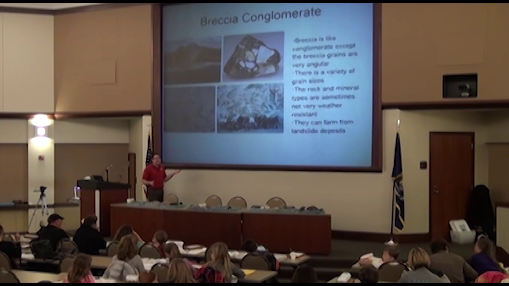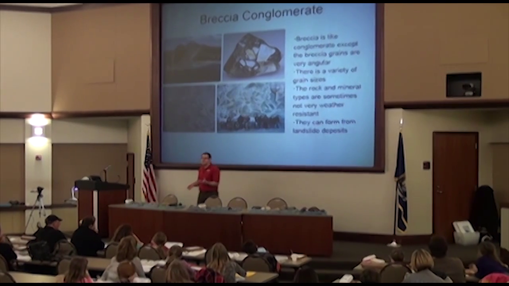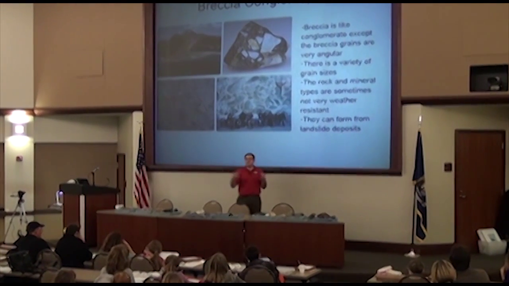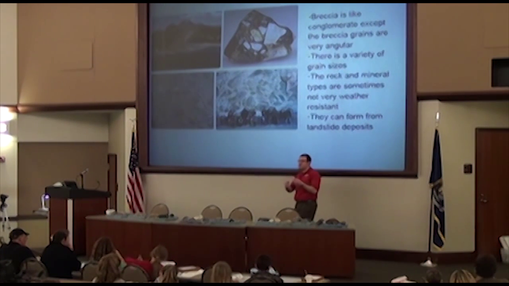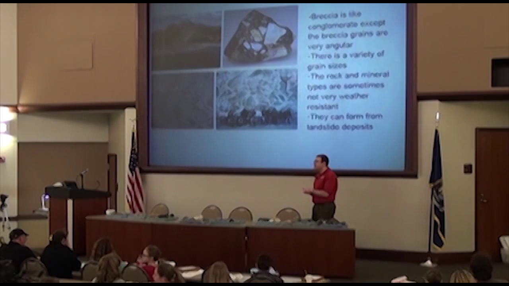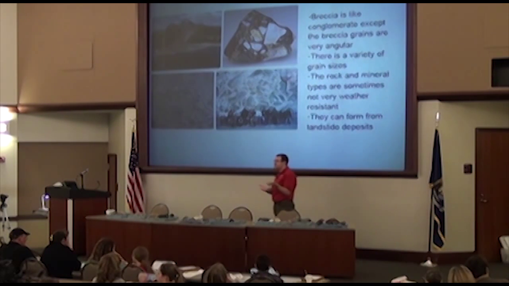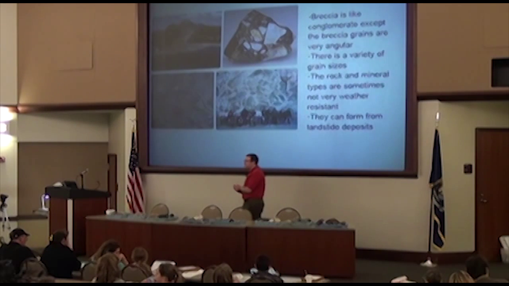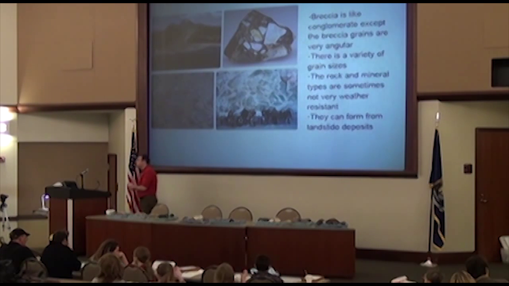Sometimes breccias are made out of materials that are not very weather resistant. So it could be made out of feldspar or other things that break down pretty easily and wouldn't usually get tumbled in a river. So oftentimes conglomerate is made out of quartz, which is very weather resistant. Many of the pebbles, not always, but breccias sometimes are made out of things, even limestone and other things that weather pretty quickly.